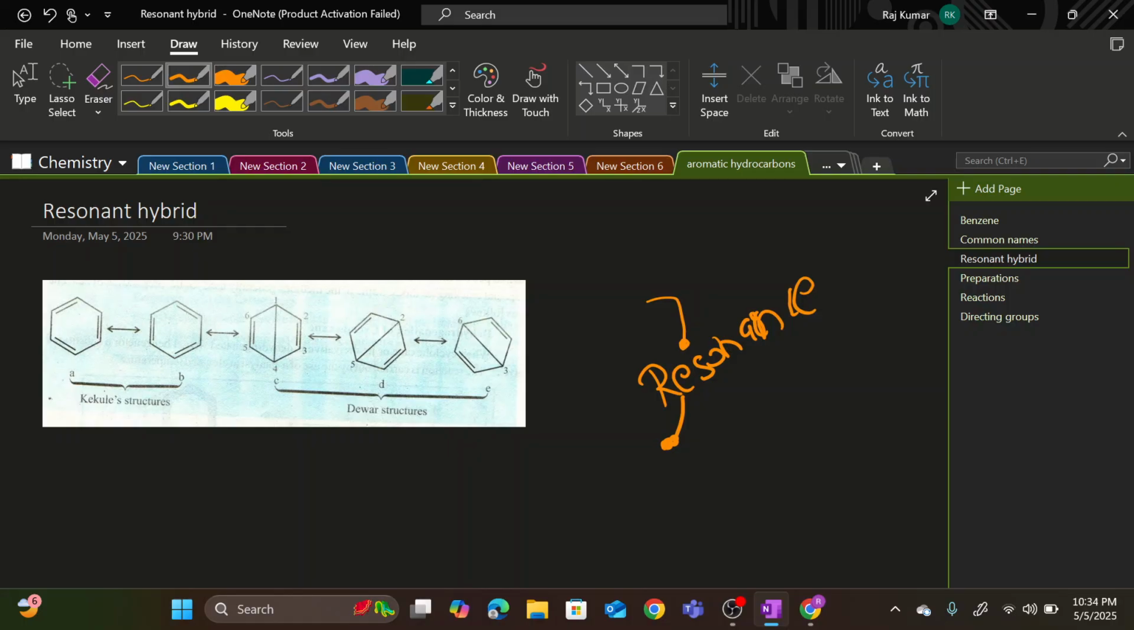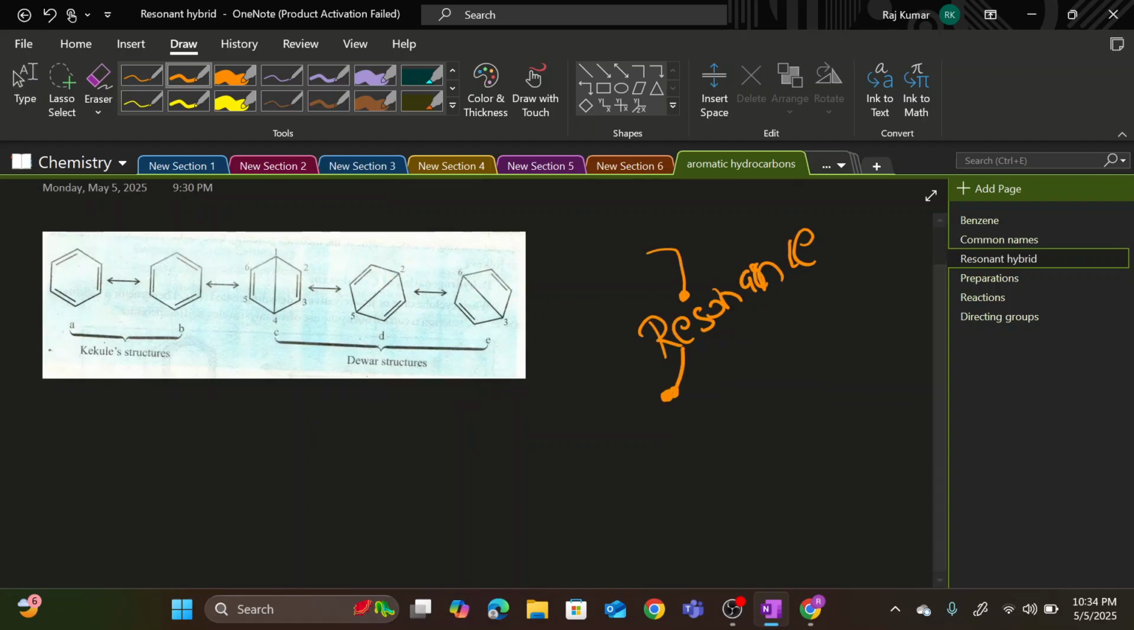We don't need to understand that, but what we are going to do is consider this resonance, that there are five resonance structures. The more resonance structures there are in a compound, the more stable the compound is. The five resonance structures are these: Kekulé structures and Dewar structures. Out of these, Dewar structures are minor ones and Kekulé structures are major ones.